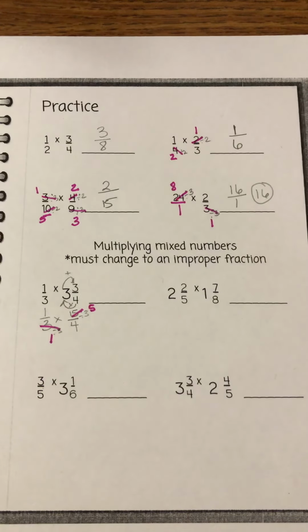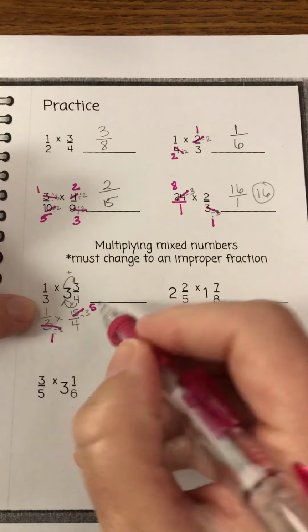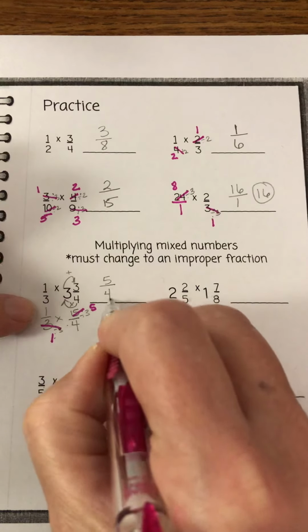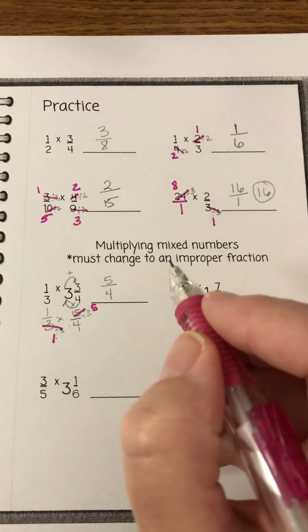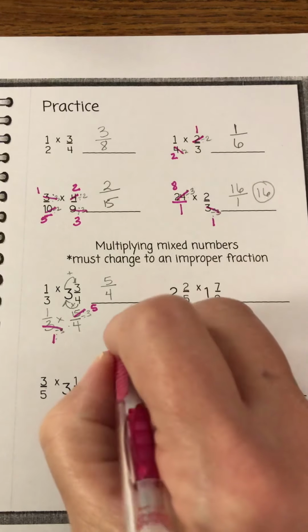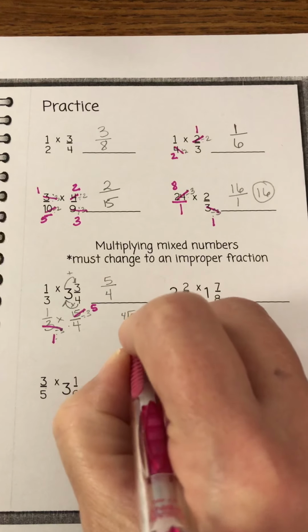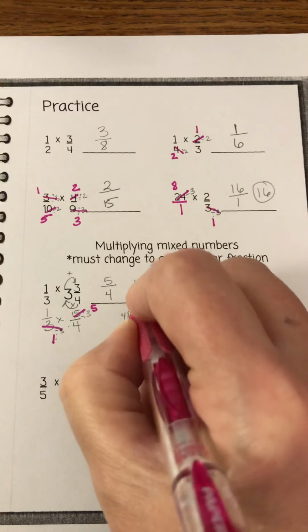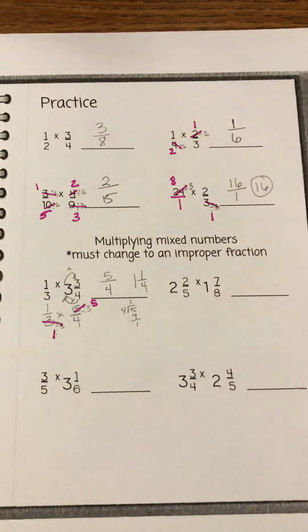So now we're going to multiply straight across. So 1 times 5 is 5. 1 times 4 is 4. You have an improper fraction, so we have to make it a mixed number. So you're going to have to do your little division. So that's going to go 1 and 1/4.